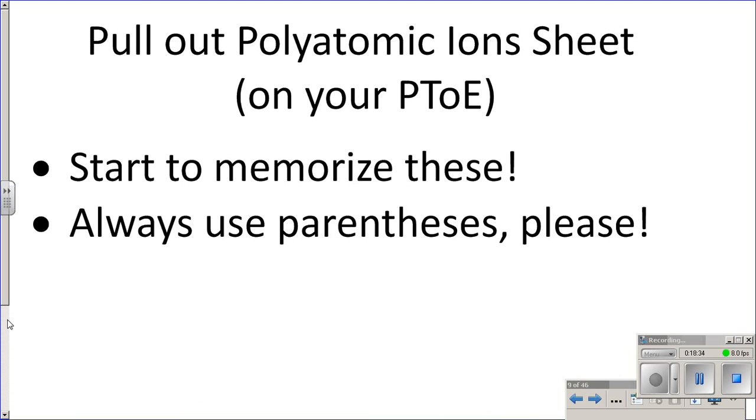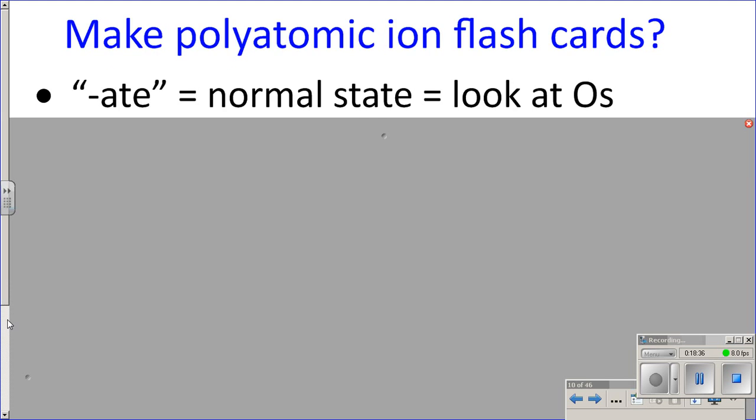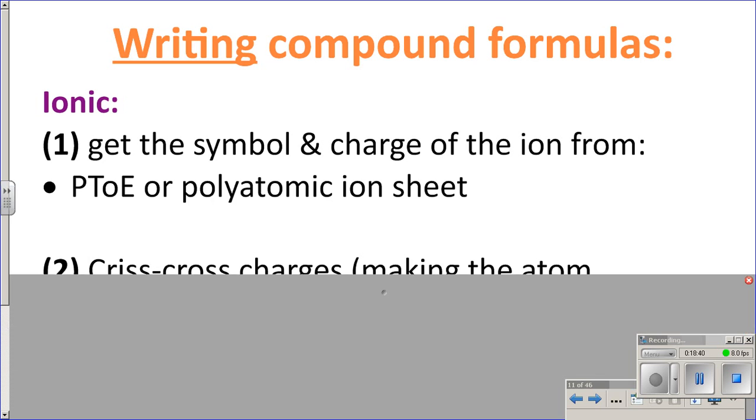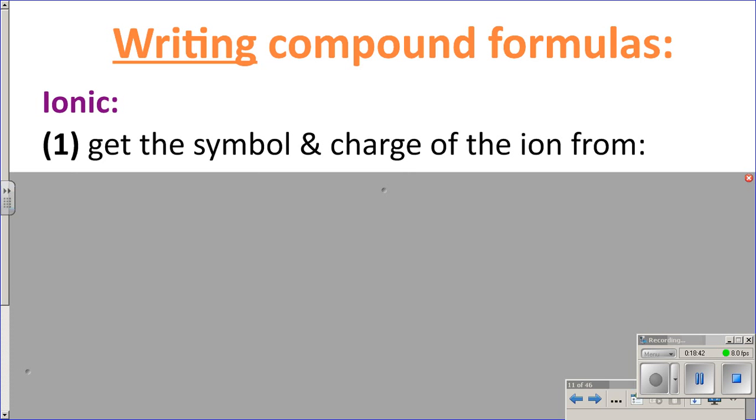Okay, I'm going to skip the polyatomics for now. I'm going to go back to that, though. Let's do ionic first. So this is the general procedure on how to write out an ionic formula. You might want to write down some of these examples as I go through them.